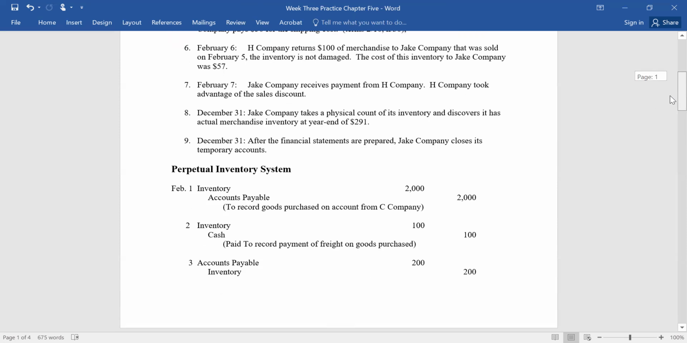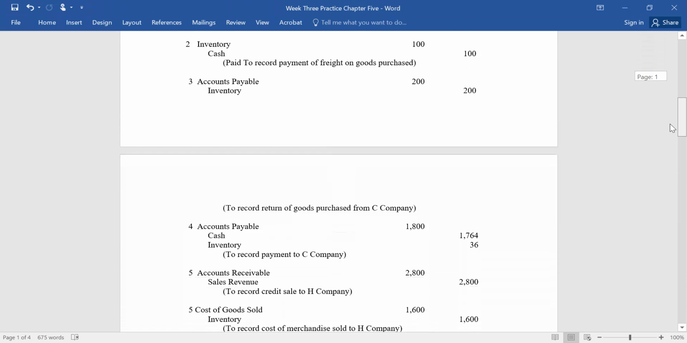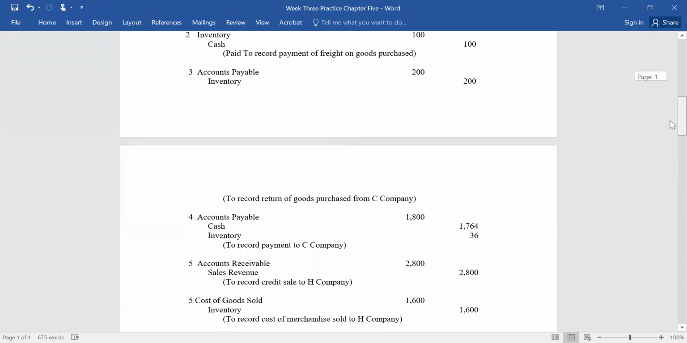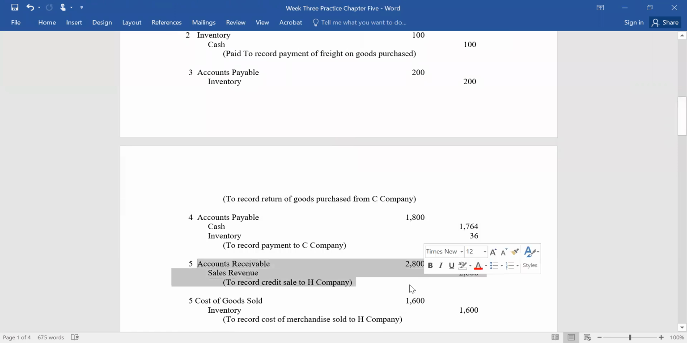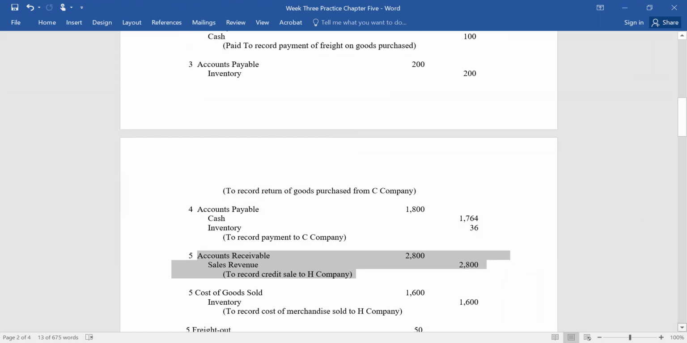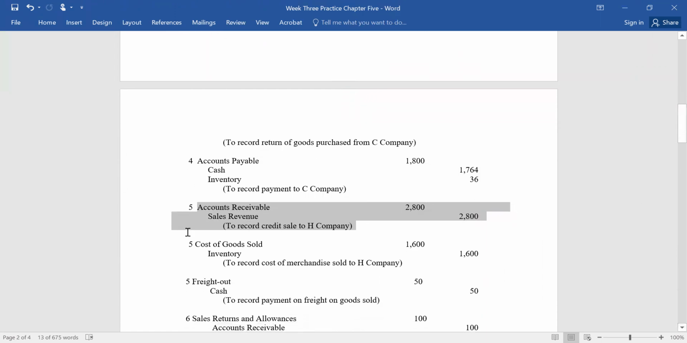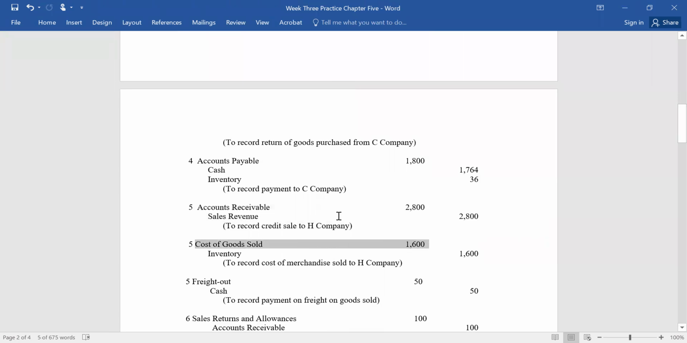So if we go to the 5th, remember we're doing perpetual. We're going to have two entries. First thing we're going to do is record the sale. That's going to be debiting accounts receivable for $2,800, crediting sales for $2,800. Then we're going to go ahead and account for the cost. So the cost of the goods sold, the cost of that to the company was $1,600, and we're going to debit that and credit inventory for that $1,600.